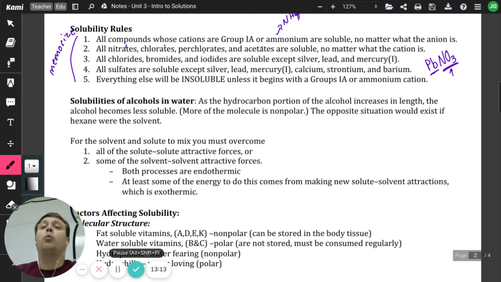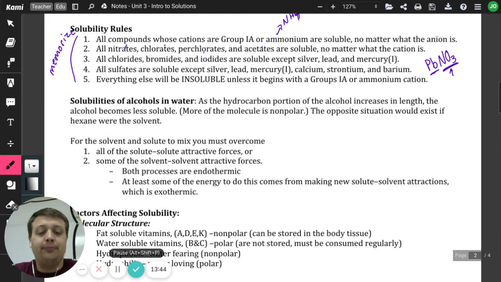Why is that? Well, the longer it is, the larger a portion of that molecule will be nonpolar. And because there's a larger portion that's nonpolar, the molecule itself will be harder to dissolve. So if I'm talking about an alcohol, the larger that hydrocarbon chain, the less soluble in water that alcohol will be.